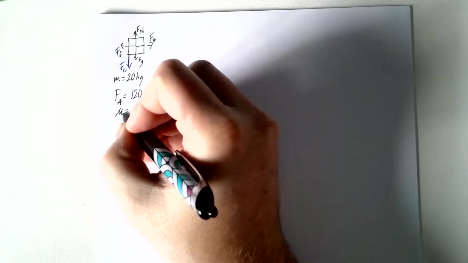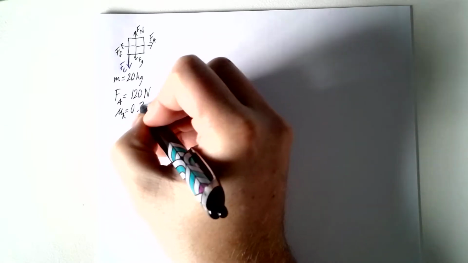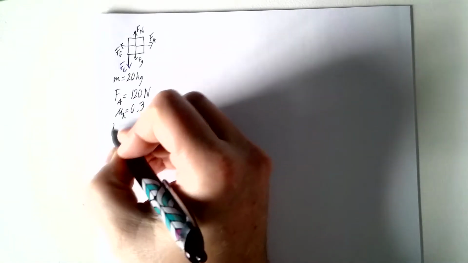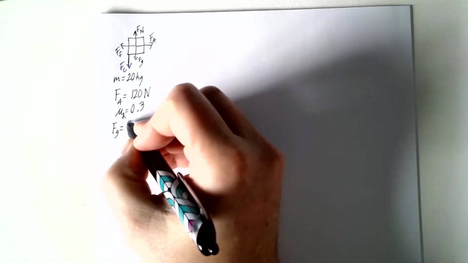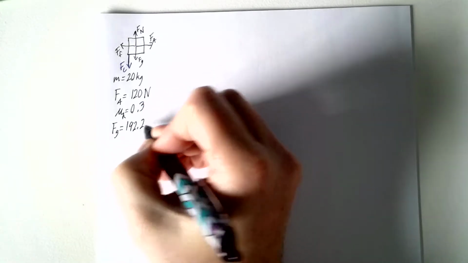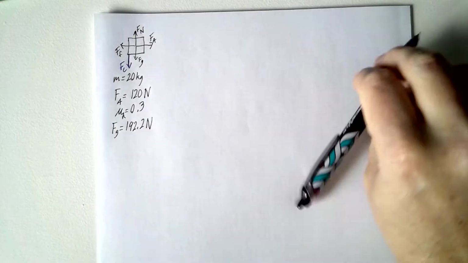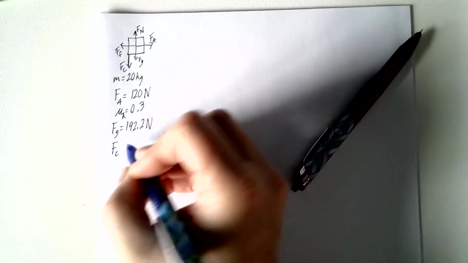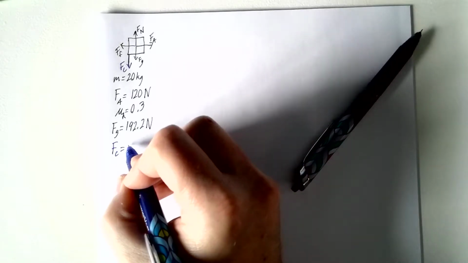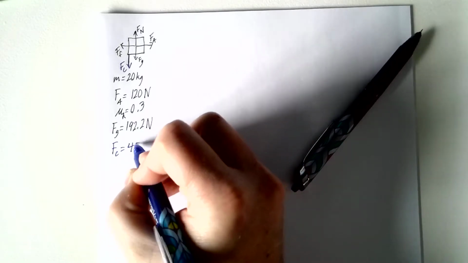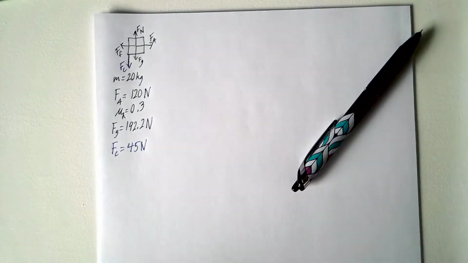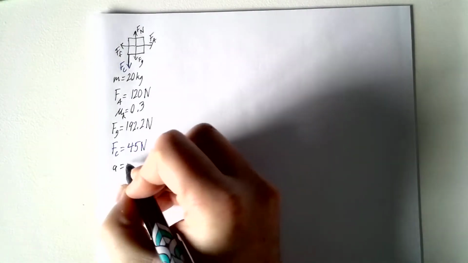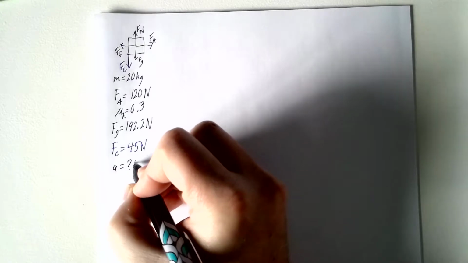We're still on that same ground, so mu is 0.3. If our 20 kilogram mass is the same, our Fg stays the same. But now we're going to say that force pushing down into the ground, let's say, is 45 newtons. All right, and once again, we want to solve for acceleration.